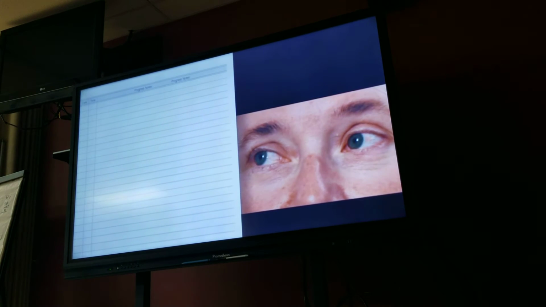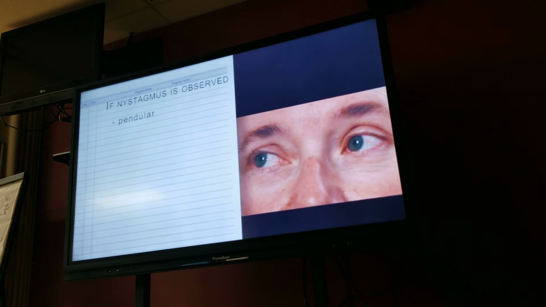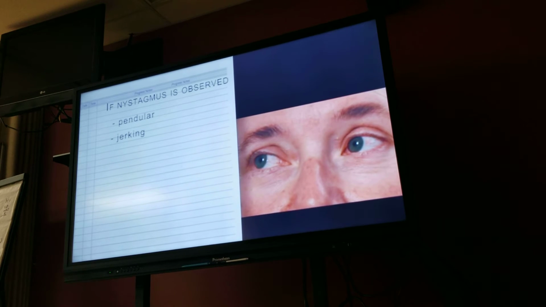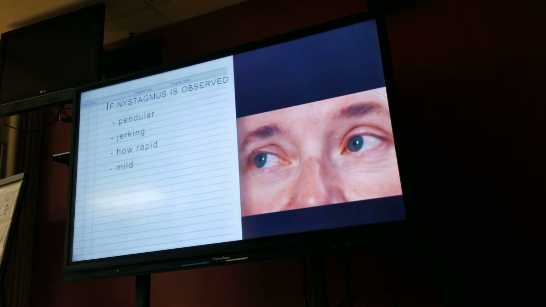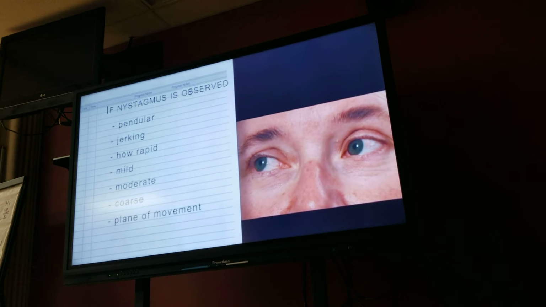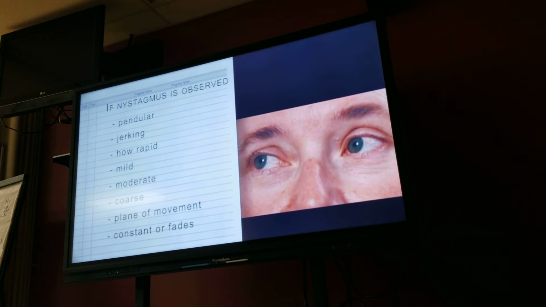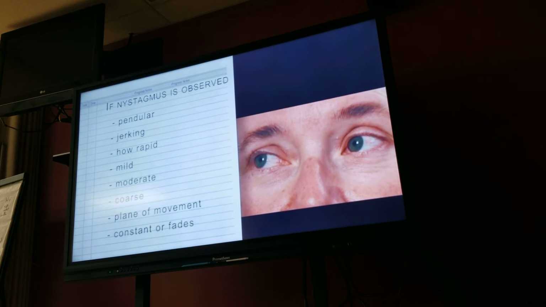If nystagmus is observed, note if it is pendular, meaning moving back and forth equally, or if it is a jerk to one side and slower to the other side. How rapid is the movement? And is it mild, moderate, or coarse in amplitude? Finally, what is the plane of the movement? For instance, side to side versus up and down, rotary, or a combination of these? And is it constant or does it fade? A full eye exam will be demonstrated in our program on the eye, ear, and nose.